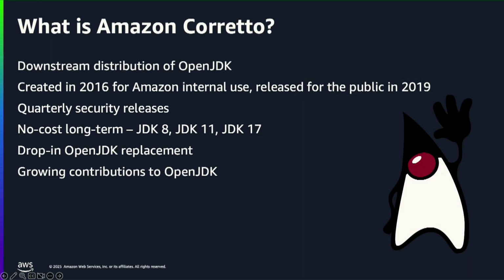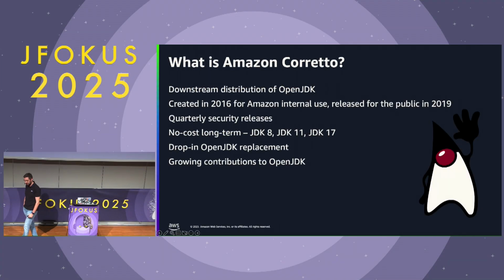So first thing, what is Amazon Corretto? It's our downstream distribution of the OpenJDK, created in 2016, externally available since 2019. We have regular releases of Corretto, and we offer long-term, no-cost support for Java 8, 11, and 17. And it's a drop-in OpenJDK replacement, so you don't notice it if you don't look at it. And of course, we are one of the growing contributors to the OpenJDK. But if you don't want to use it, you can always also use your own OpenJDK, depending on your deployment option.